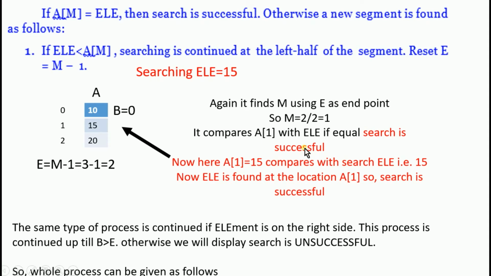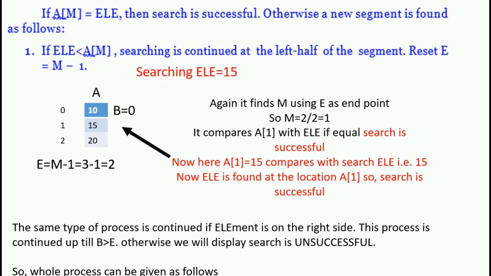Now it compares A of 1 with the element, and if equal, the search is successful, so it displays search is successful. Otherwise, it continues with the next part. Presently it displays search is successful since the searching element is 15, which is at A of 1.